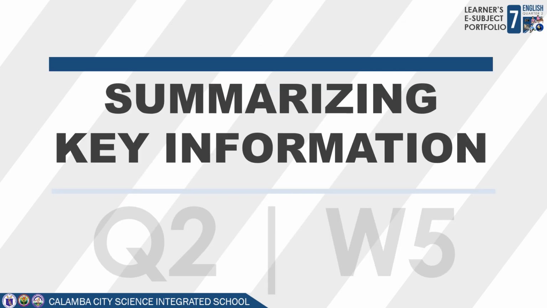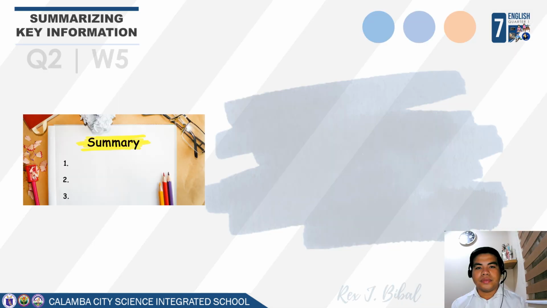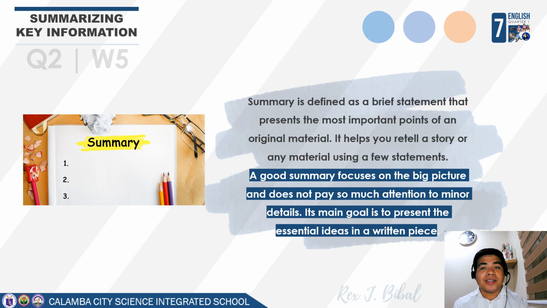Our topic or our lesson for today is summarizing key information. Summarizing is a common skill in learning English. While it usually sounds like an easy task to do, one must still be properly guided in writing one out of an original text. By the way, before we proceed to the lesson, let us first define what a summary is. Summary is defined as a brief statement that presents the most essential points of an original material. It helps you retell a story of an original material using a few statements.